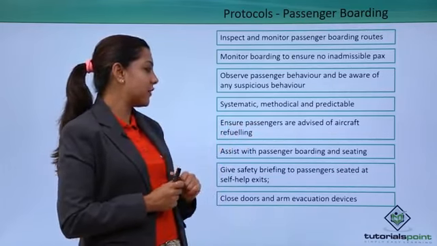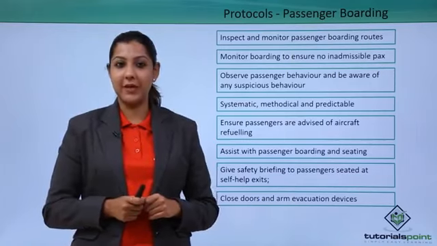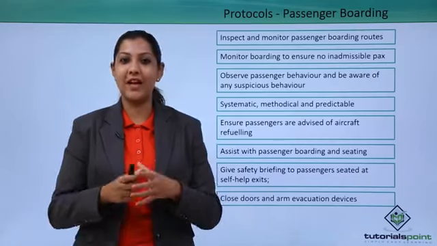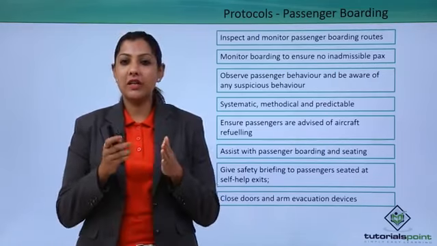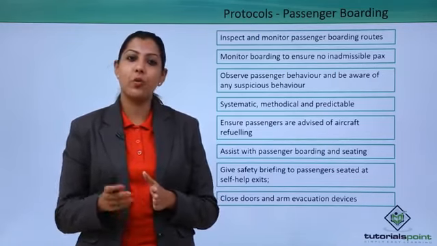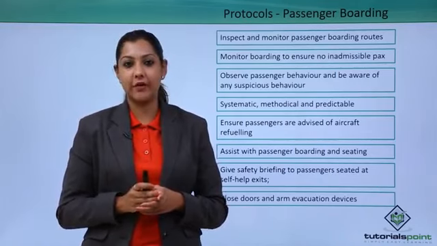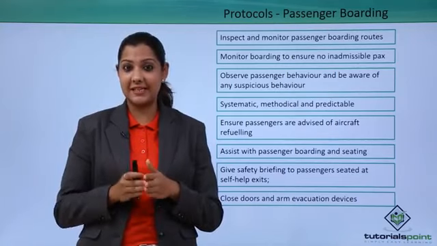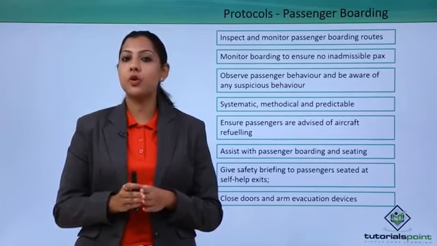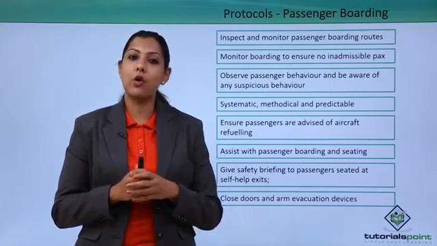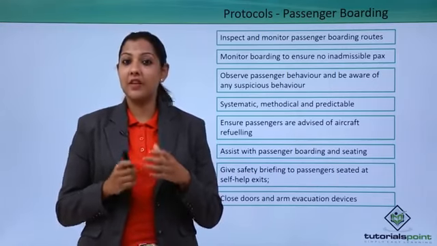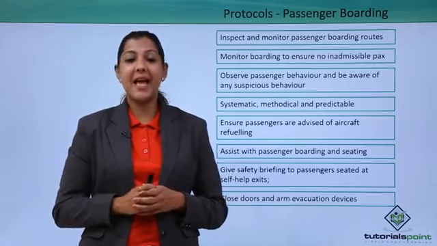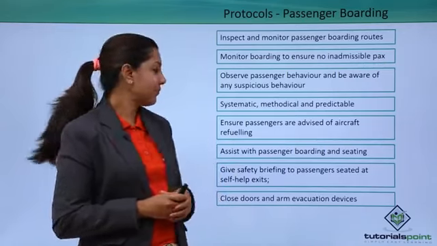Ensure the passengers are advised of aircraft refueling. An aircraft needs to carry fuel whenever it's flying to a destination. It is important that the cabin crew make sure that whenever refueling is happening, passengers remain seated at their designated seats. They also need to make sure that their mobile phones are switched off or on silent mode. They should not speak on their phones when the refueling is happening, as it can be detrimental.